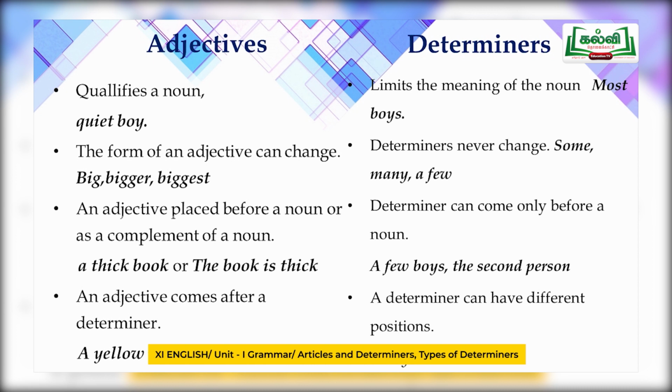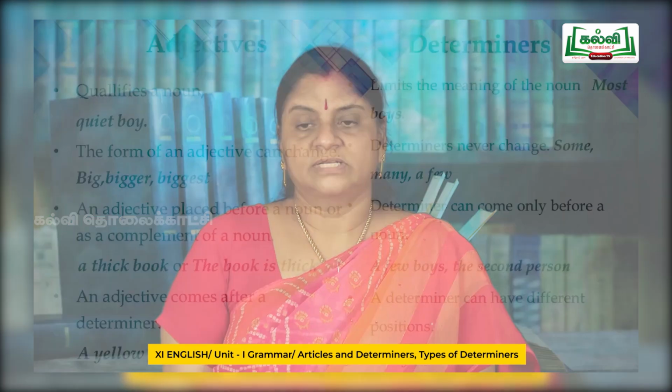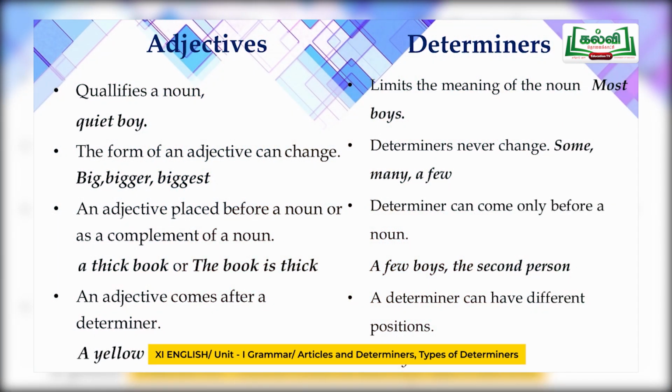The form of an adjective can change. We can change the adjective form. Big, bigger, biggest. Small, smaller, smallest. Useful, more useful, the most useful. Like that, we can change adjectives in 3 forms. That is positive degree, comparative degree and superlative degree. Determiners never change. Some, many, a few.